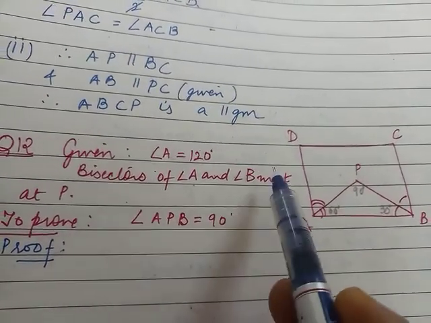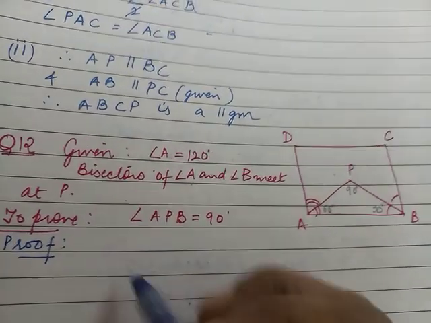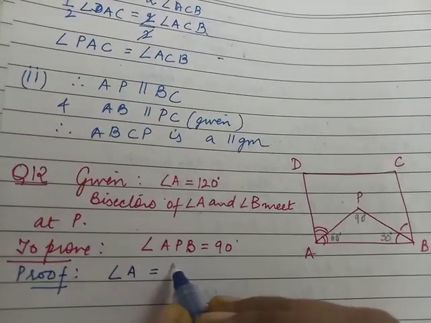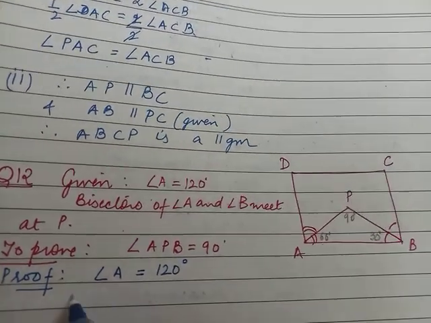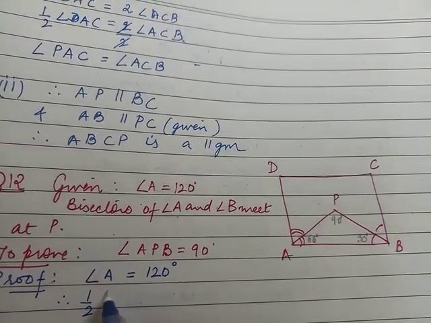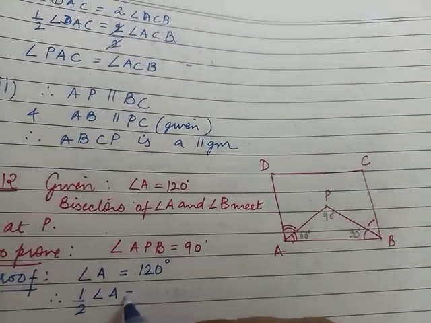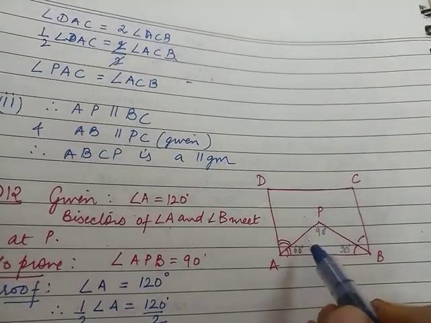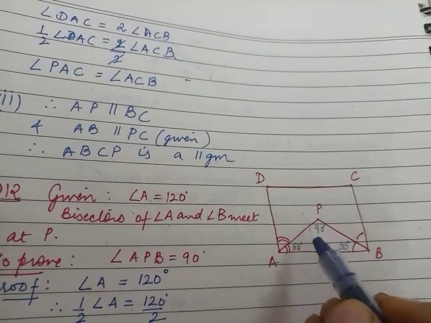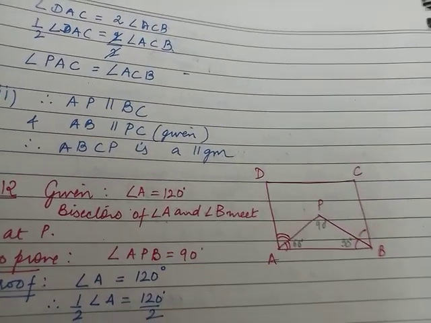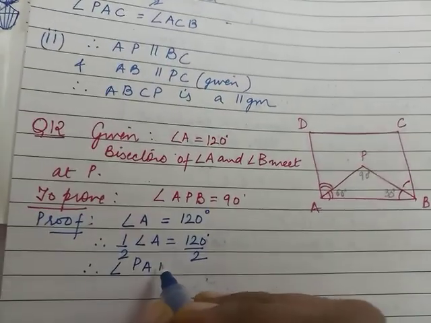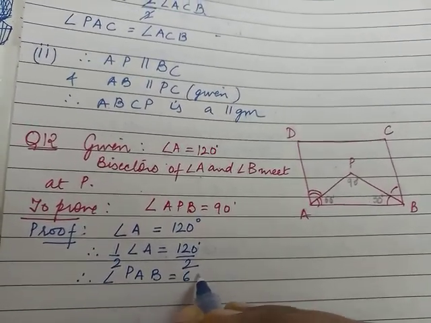I have written given and to prove. Now I write the proof for you. Angle A is equal to 120 degrees. I multiply half on both sides. So half of angle A will become 120 by 2. Name the half of angle A, so that is angle PAB. Therefore angle PAB is equal to 60 degrees.